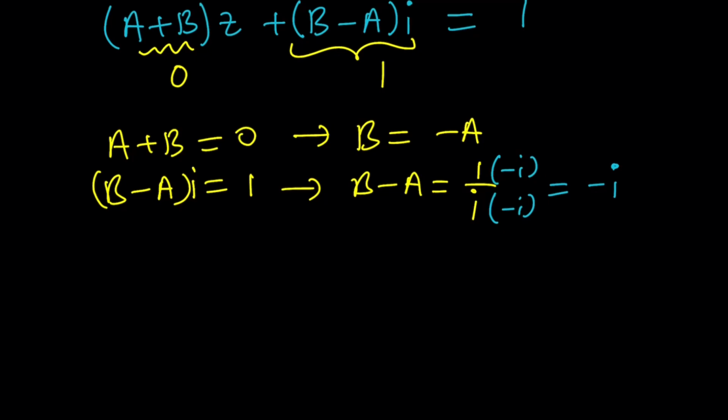So b minus a equals negative i, and we know that b equals negative a. So let's replace b with negative a. b equals negative a, I meant.